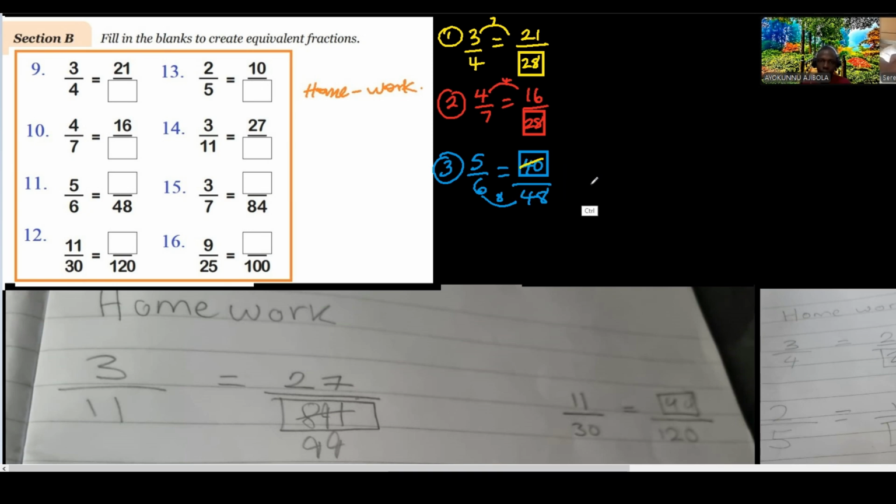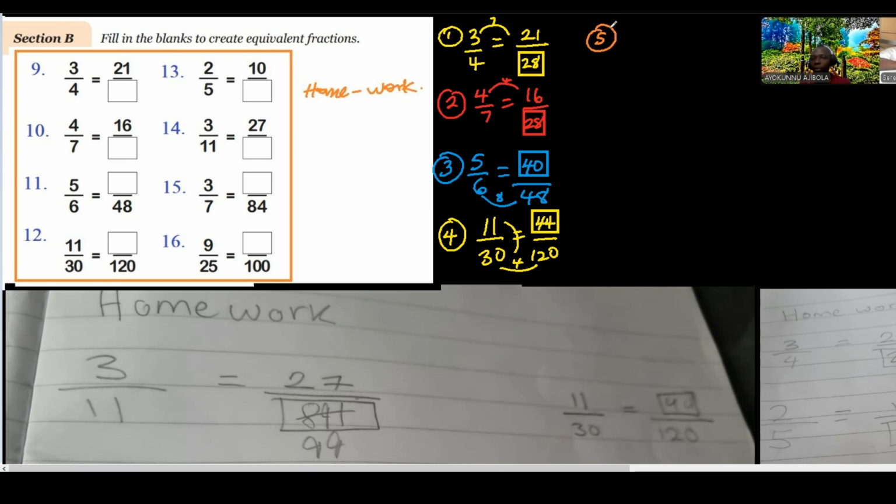Okay, good. Then number 4, which is number 12. So 11 over 30 equal to something over 120. So 30 times what will give me 120? That's times 4. So 4 times 11 is going to give me what? 44. Is that clear to you? Good. Then we can move to the next one, which is number 5 on our correction list.